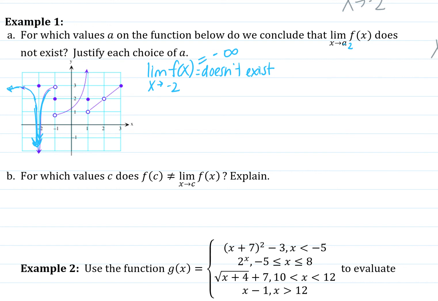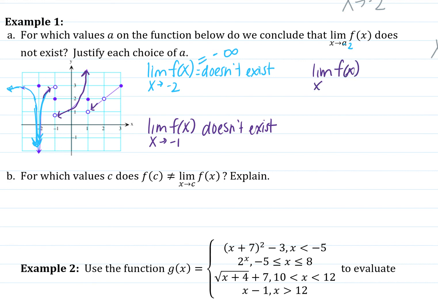Let's take a look at negative 1 though. As you approach negative 1 from the left, you're approaching the y value 3, but the right-handed limit would be negative 1, and so the limit of the function as x approaches negative 1 also doesn't exist, since the left-handed limit and the right-handed limit are different. They're not equal. Okay, everything else looks pretty normal until we get to the x value 1. And we notice the left-handed limit is positive infinity, and the right-handed limit is 1. So the limit of the function as x approaches 1 does not exist, since the left-handed limit and the right-handed limit are not the same.